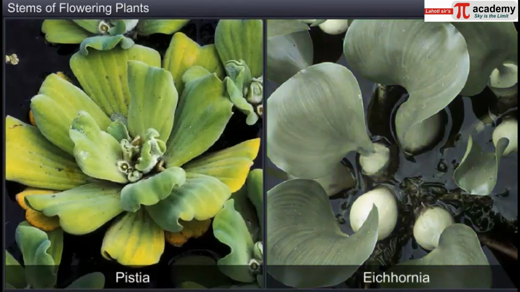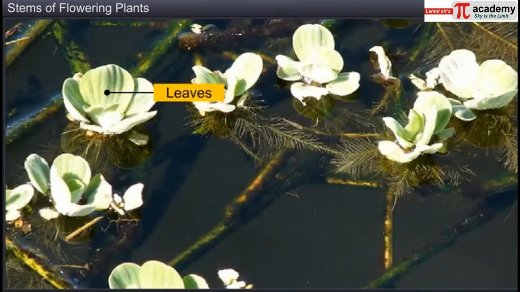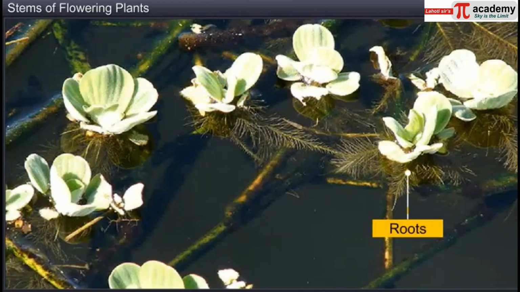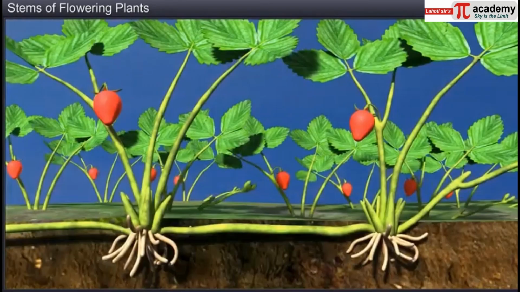Certain aquatic plants like pistia and eichhornia also have modified stems with short internodes. The nodes of these plants have clusters of leaves and small bunches of hair-like roots, which help the plant to stay afloat. The stem, therefore, is one of the main structural axes of a plant, apart from the root. In most plants, the stem grows above the soil surface, but in a few of them, it grows underground.